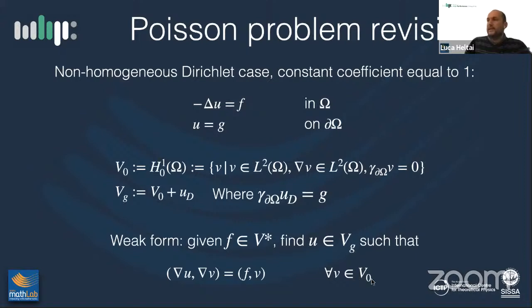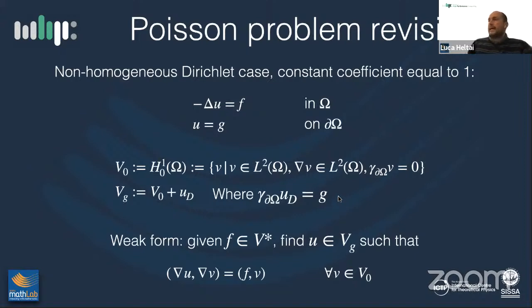So we have V0 as the space of functions which are in H1 with trace equal to 0 on the boundary. And we write the weak form as finding u in VG, where VG is V0 translated. It's an affine space, not a vector space, because if you take two objects in VG and sum them together, you don't end up in the same VG. But it's an affine space with respect to V0, in which you translate with u_D, where u_D is equal to g on the boundary if you take its trace.